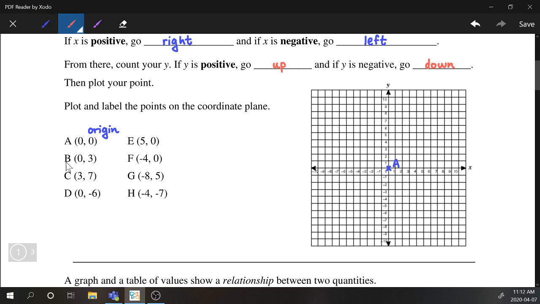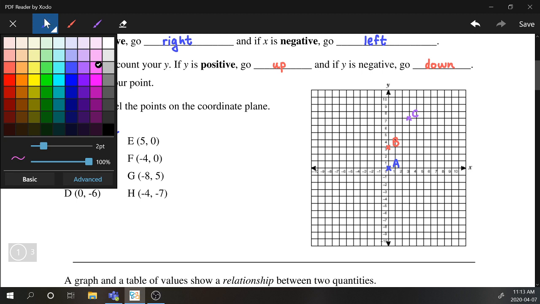Next up, we have the point B, which is 0, 3. We're going to start at 0, 0 and move up 3 spaces, 1, 2, and 3. So this will be point B. And then we have point C, which is 3, 7. 1, 2, 3, horizontally first to the right, and then 7 spaces up. So it will be here. Okay, so this is point C.